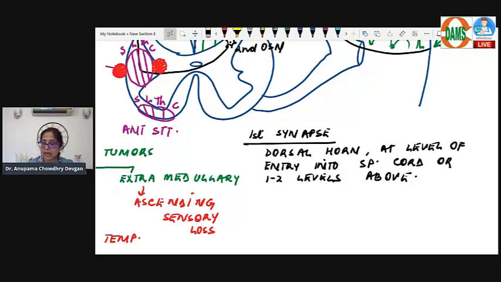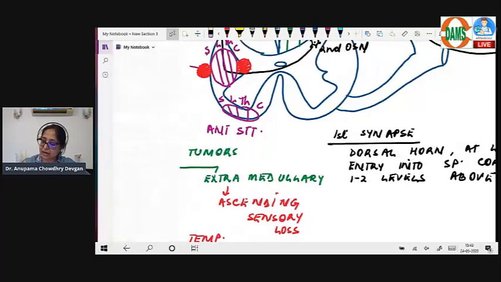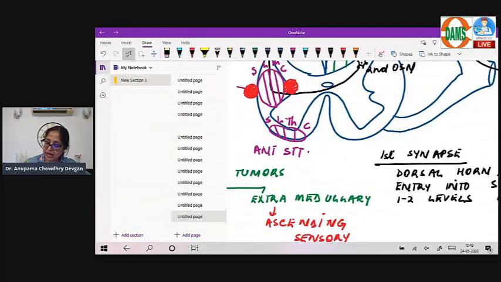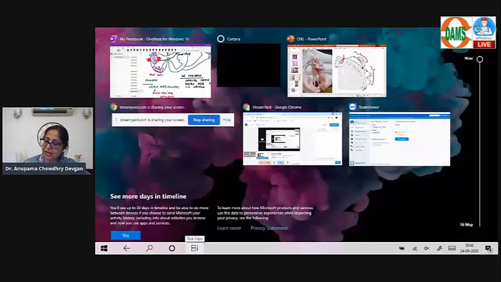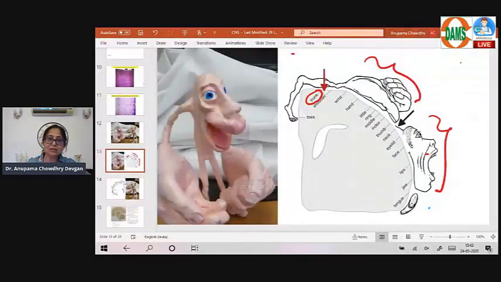Now somebody said, tell about the homunculus. You can have a look at the homunculus once again. This is the sensory homunculus. This is in the post-central gyrus. Very large representation for the face and the lips, the hands, fingers, and small representation from the trunk.